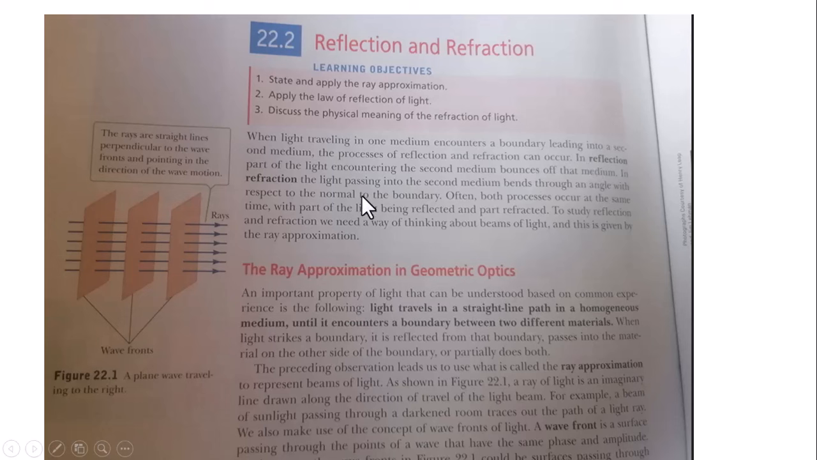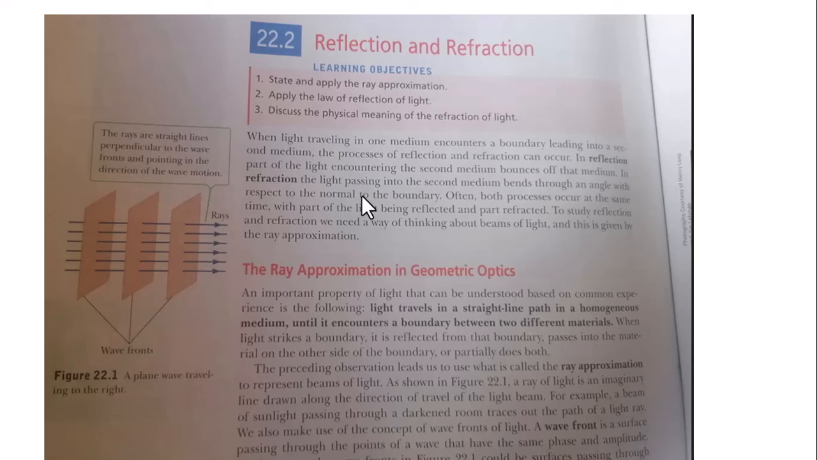All right. In reflection, part of the light encountering the second medium bounces off that medium. They say, in reflection, part of the light encountering the second medium bounces off that medium. It is very important that we understand this. Part of it, not all. So you have a packet of light that is traveling from one medium, entering a second medium, and it comes as a packet. But now, not all of that light will be reflected.